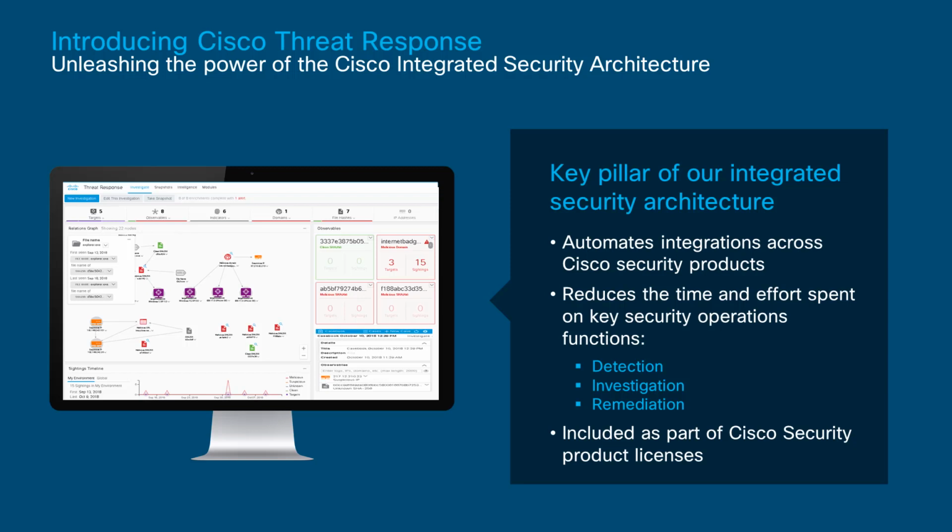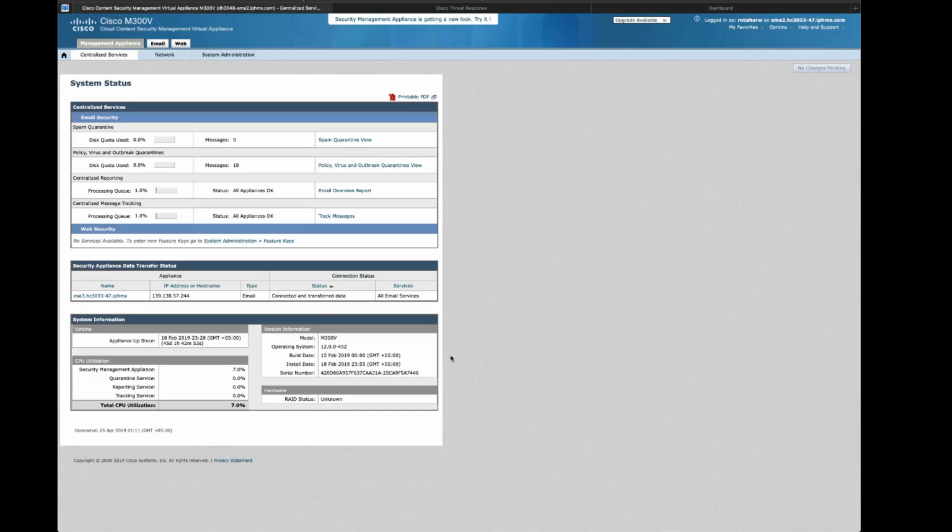Cisco Threat Response was introduced to automate integration across the Cisco security portfolio. As you will see, it reduces our administrative burden and simplifies detection and investigation as well as remediation. In this video, we will integrate our email security management appliance with Cisco Threat Response.